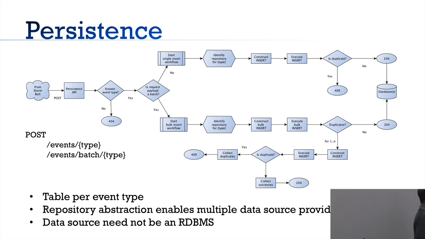Any other questions? Other things to note here: we had 30 event types, and we have a table for every type. So we've got a plethora of tables in a single database schema. As I mentioned before, there's an abstraction. Today all of the records are being written to Aurora, but through this abstraction we could say, for these types, we want to write here or there. So it doesn't need to be an RDBMS.